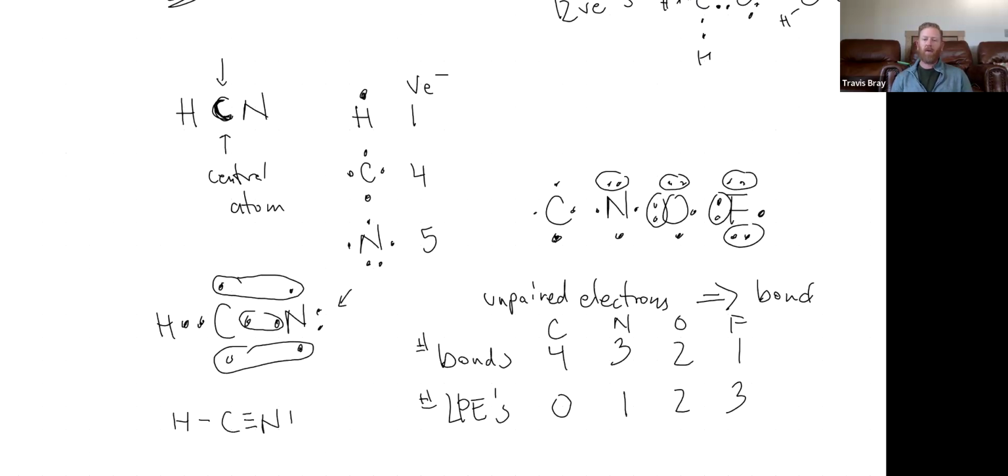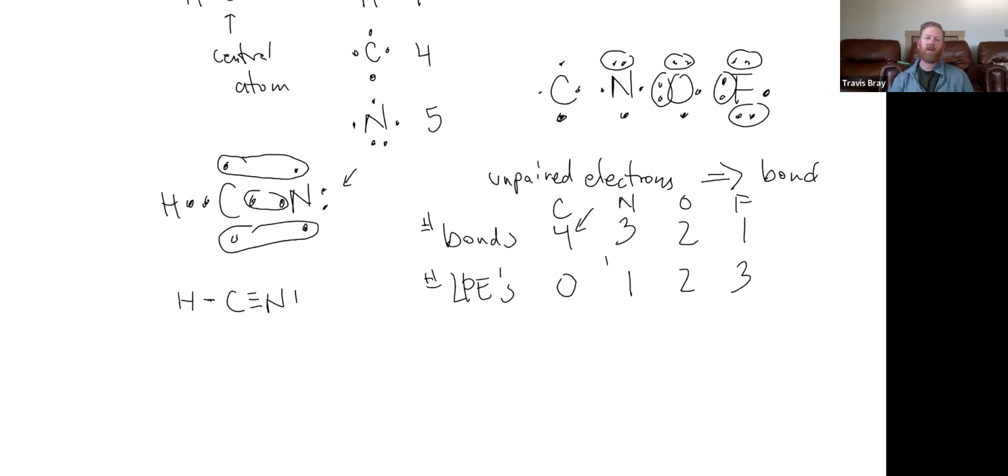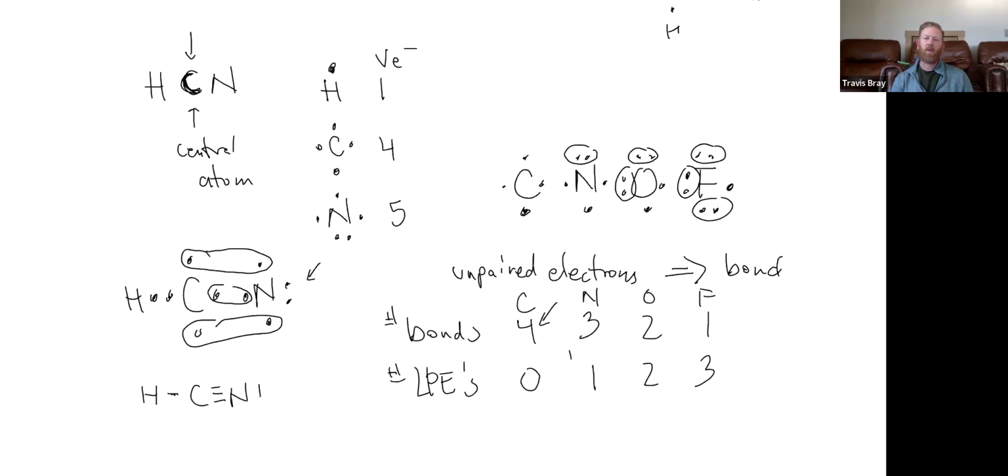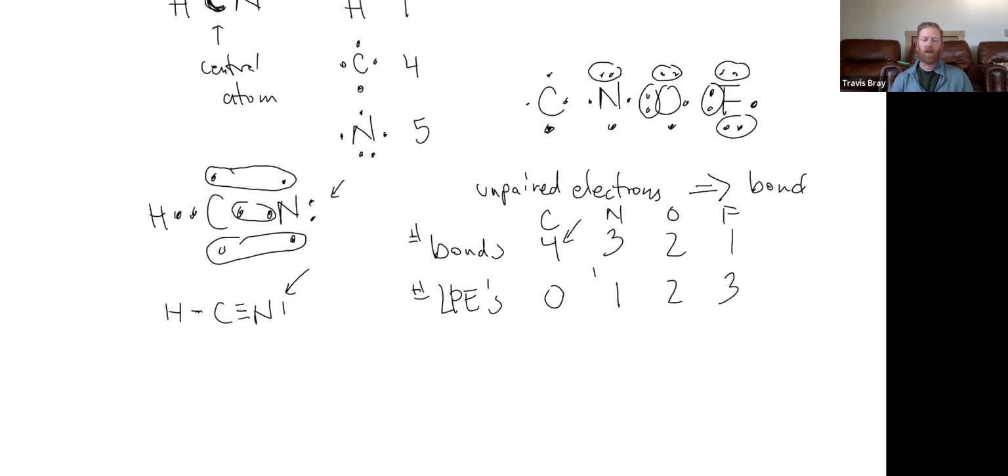So what do we have? 4 bonds on carbon: 1, 2, 3, 4. 3 bonds on nitrogen: 1, 2, 3, and 1 lone pair of electrons. Check. It fits that rule perfectly. 4 bonds on carbon, 3 bonds on nitrogen, 1 lone pair of electrons. And so do you see how, very quickly, just by looking at the formula and knowing the number of valence electrons, I was able to draw the structural formula. Now I can draw the Lewis dot structure by going from each line to 2 dots.